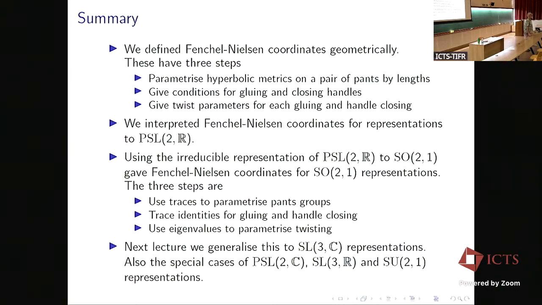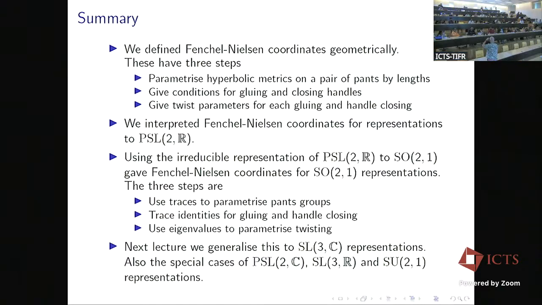Question: the Fenchel-Nielsen result with the inequality. How many representations, how many groups do we have with the same traces? The Teichmüller inequality, right, that narrows down the number of possibilities to one. So how many possibilities are we looking at?